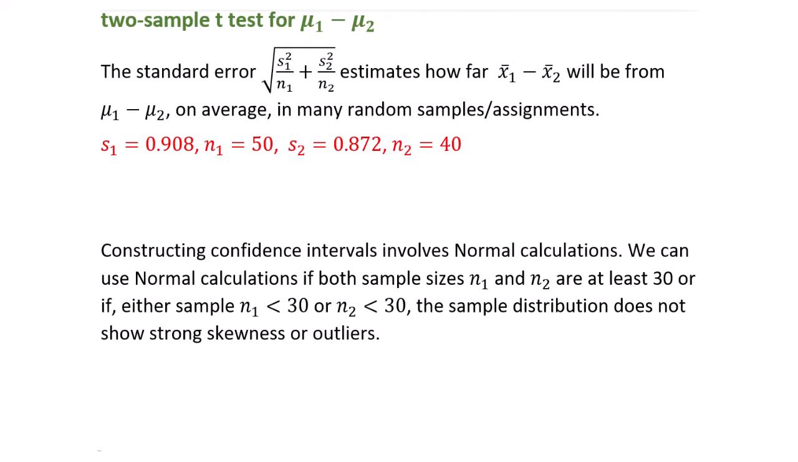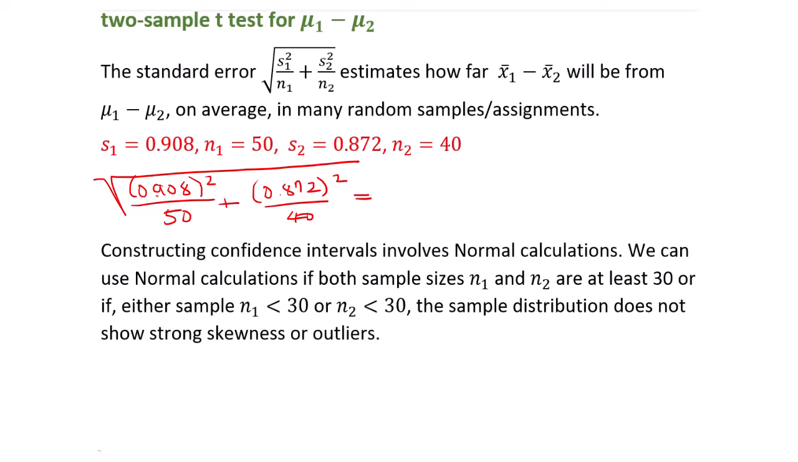The standard error estimates how far the difference in sample means will be from the difference in population means on average in many random samples or assignments in randomized experiments. Using the formula for standard error, we get approximately 0.18841144646.